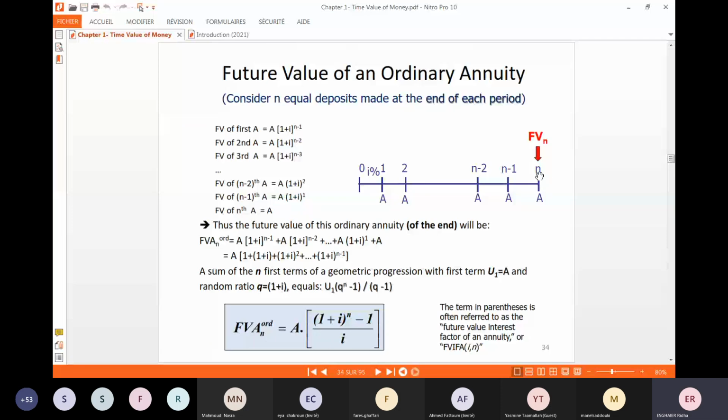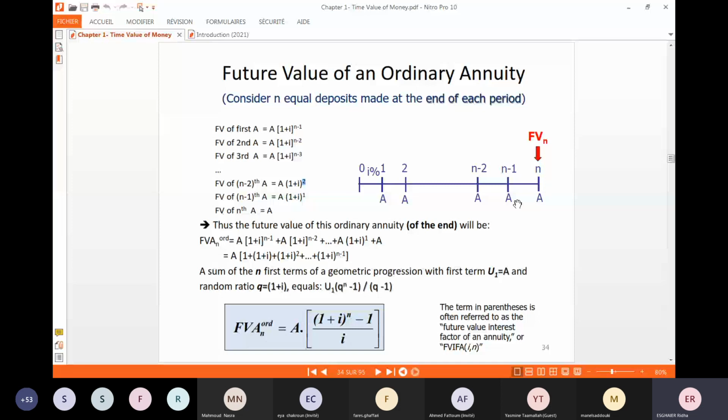The same thing for the second A. From 2 to the date n, we have n minus 2 years. The same thing for the A of the date 3, date 4, etc. Now, for the A at the date n minus 2, its value at the date n will be A times (1 plus i) power the difference between n and n minus 2, which is 2. The 2 represents the 2 years of compounding. From n minus 2 to n, we have 2 years of interest. We have the power 2 here.